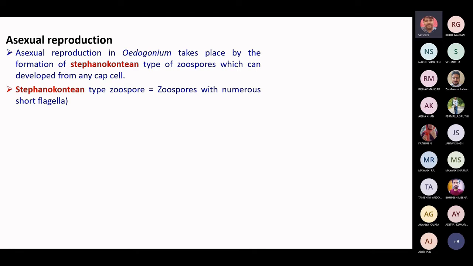Normally, we can see one flagellum or two flagella in Chlamydomonas. But in this particular genus of your syllabus, whatever is the motile structure, almost all of them contain numerous short flagella, and that structure which contains numerous short flagella is known as stephanokontan type.